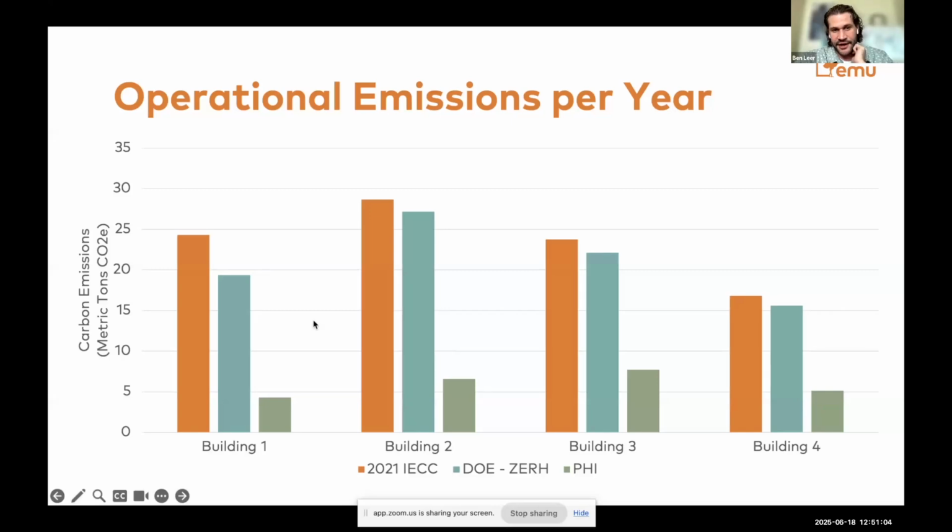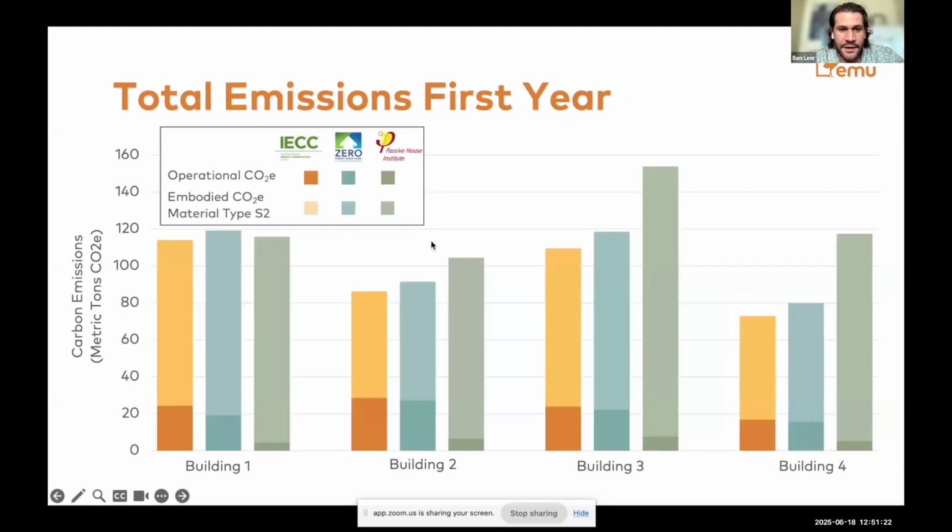And this is really important to think about because the operational emissions happen every year. So this amount of energy use is going to continue to happen year after year. So the operational emissions is something that we definitely want to keep in mind.